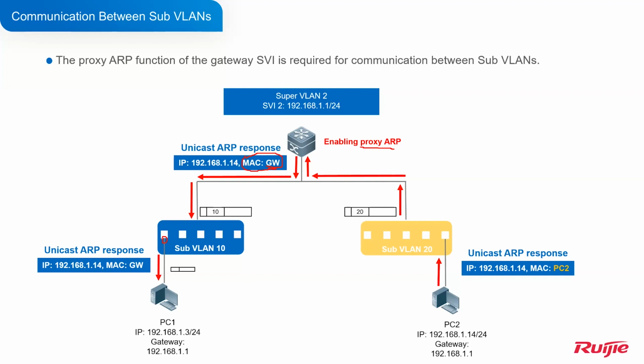Before sending it to PC2, we should remove the tag, because as we all know, all the packets sent out through an access port are untagged frames. So you can see this is an untagged frame, which is sent to PC2. Okay. This is the communication between PC1 and PC2, which are in two different sub-VLANs.